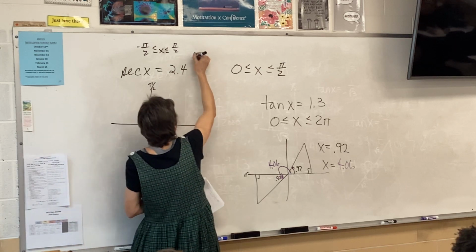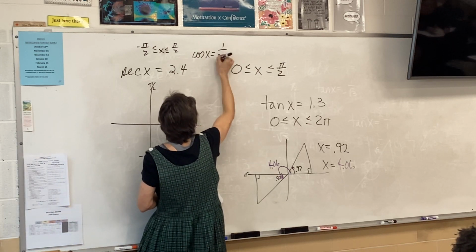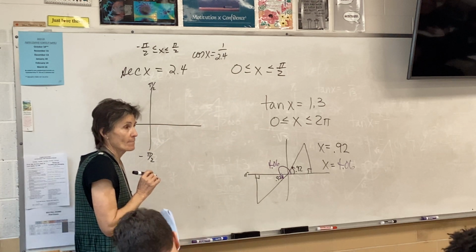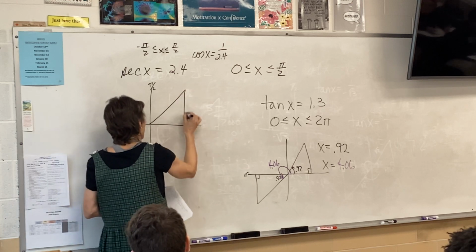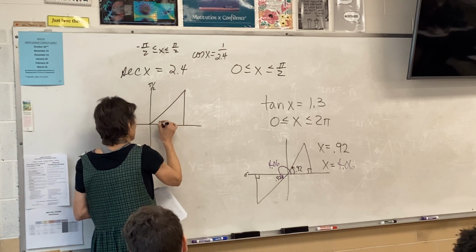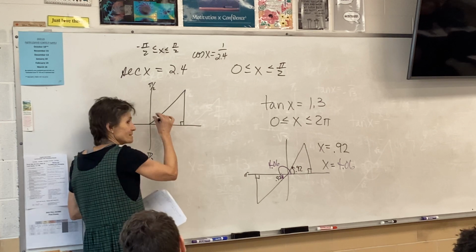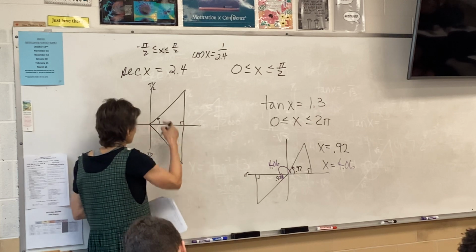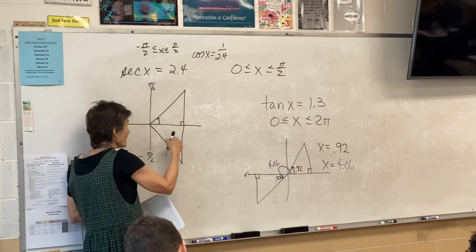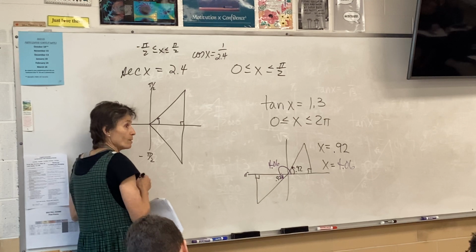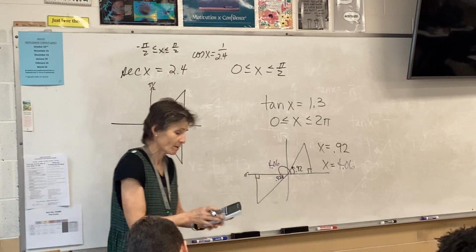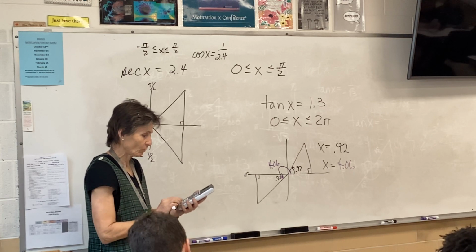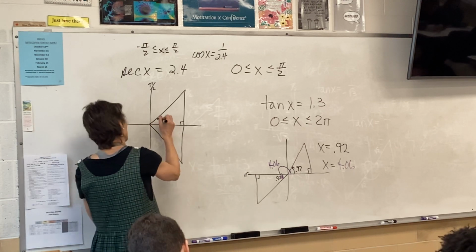And my cosine is 1 over 2.4. Could the cosine be positive here? Would this angle have a positive cosine? What about this angle? Because we said we could be anywhere over here. Would that angle also have a positive cosine? Okay, we're going to get two different answers. Let's figure out what that reference angle is. Second cosine, 1 divided by 2.4. I got 1.14, did you?